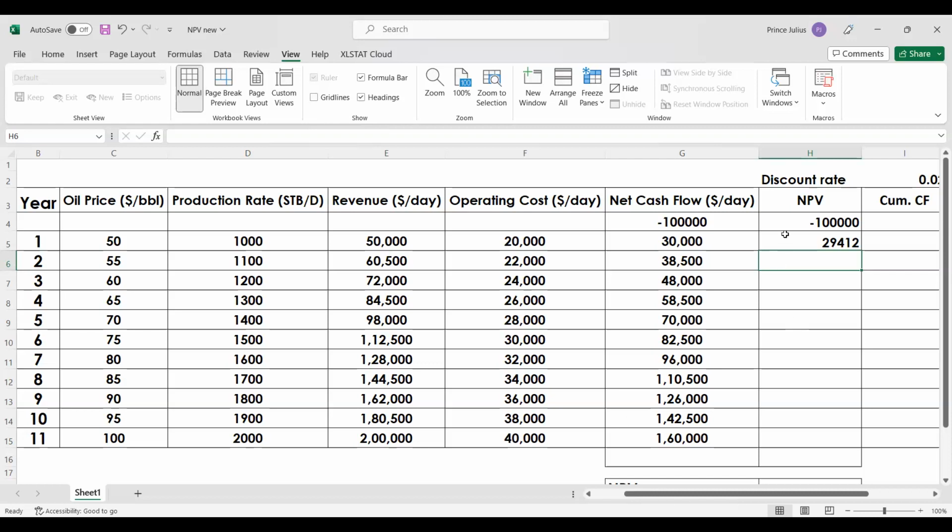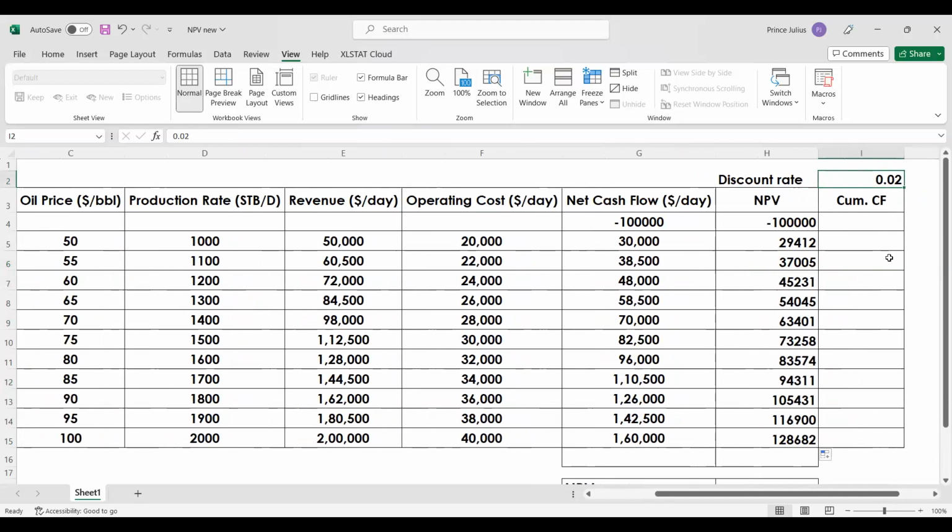And if I click it further, I just have to double click over here. So I got all the values. You can see how the values have changed. These are all connected with the discount rate of 0.02, that is equivalent to 2%. So 2 by 100, that is 0.02. So 38,500 is not equivalent to 38,500. That is $37,005. So 48,000 will be 45,000, which is not equivalent to that.